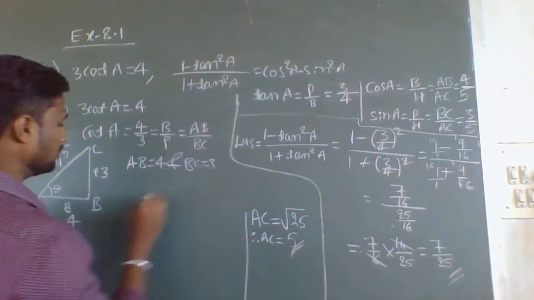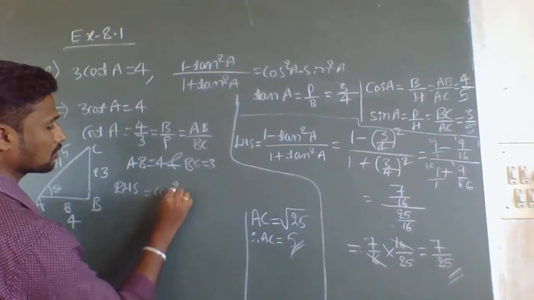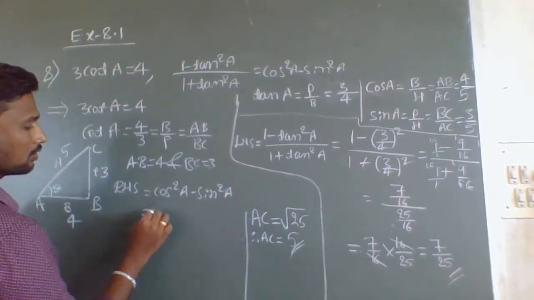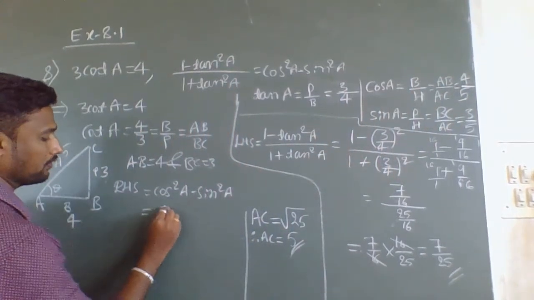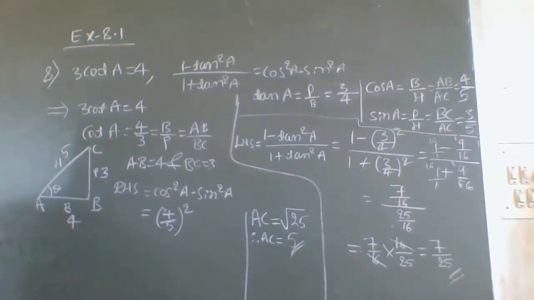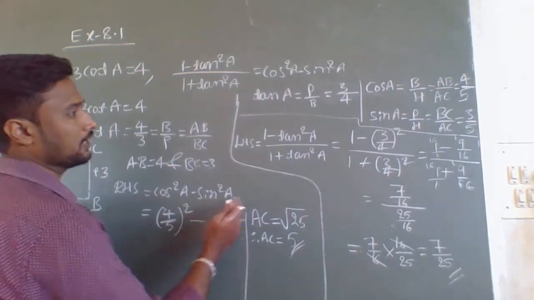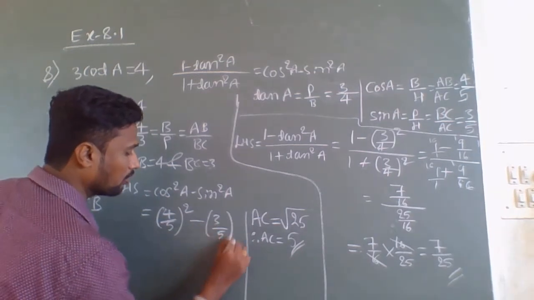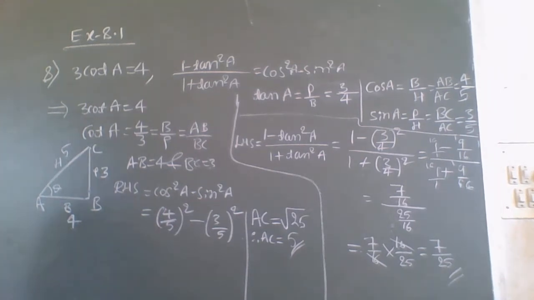So right hand side is cos square A minus sin square A. Here cos A value we got is 4 by 5, so 4 by 5 whole square, because it is cos square A. Next sin square A. Sin A value is 3 by 5, so 3 by 5 whole square. Here we should consider the square value because they have given sin square A.